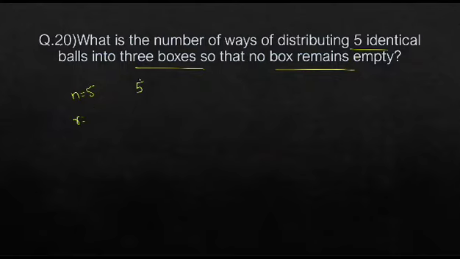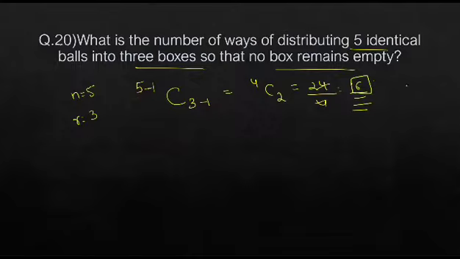Then r is the things that we are distributing into. Here we'll accept the 3 boxes to be distinct and not the same. So r will be equal to 3 in this case. So it will be 5 minus 1 C, then r minus 1, that is 2. So it will be 4C2. And after solving we'll get 4 factorial is 24, and then 2 factorial into 2 factorial equals 4. So it will be equal to 6. So 6 will be the answer to this question.